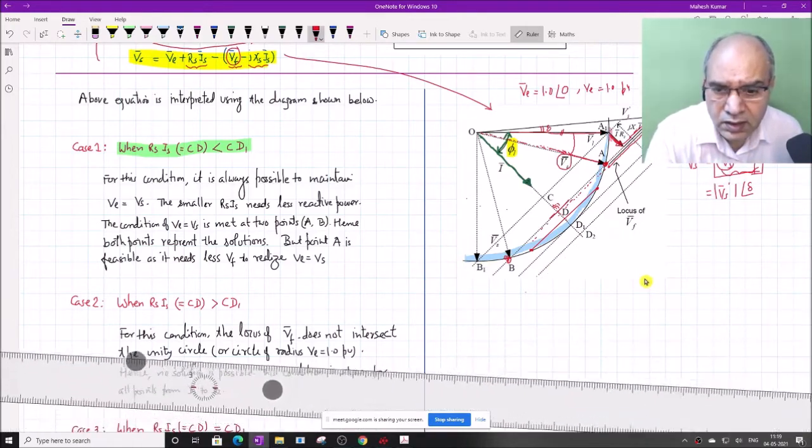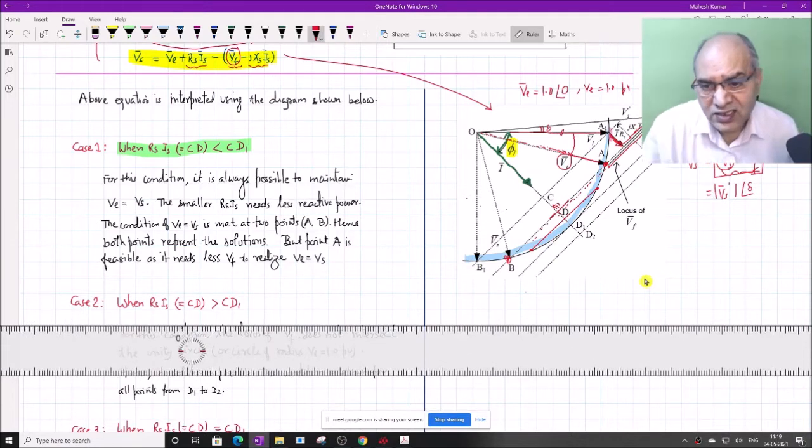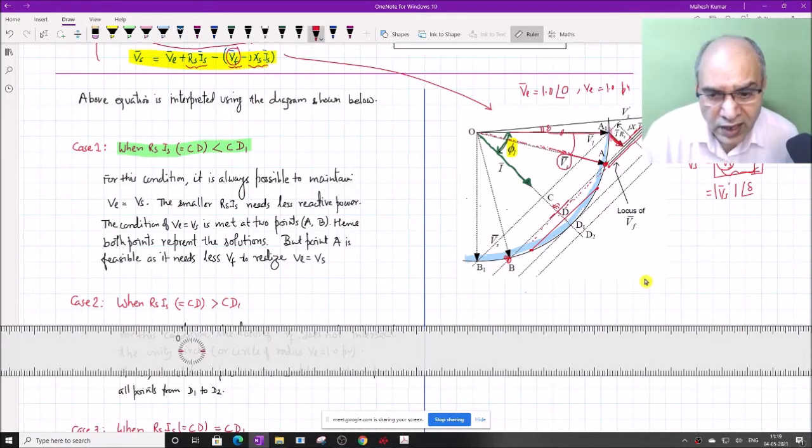Then there is a second condition called the limiting condition, when IsRs, or simply Rs into Is, which is equal to CD, is greater than CD1. This is the second point. Actually it should be the third point, but it doesn't matter.